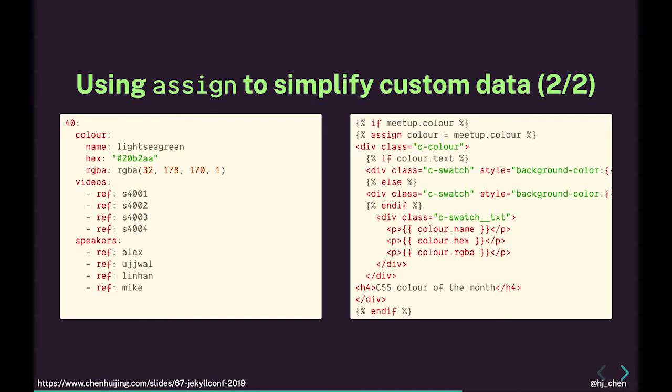To deal with the fact that some sections on the site were added later on, for example the CSS color of the month that I mentioned, I wanted some checking logic. So here's when Liquid's truthiness comes in handy. I could check for meetup.color, and if this key does not exist in the entry on the meetup data file, the code block's not going to render, because this is one of the few cases where Jekyll returns nil, like false.